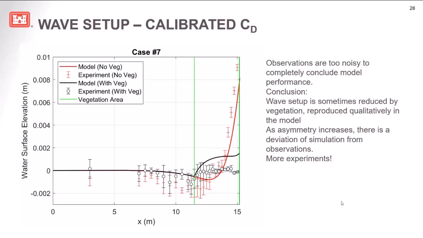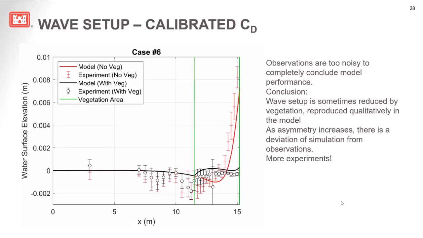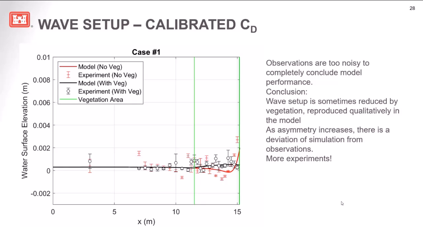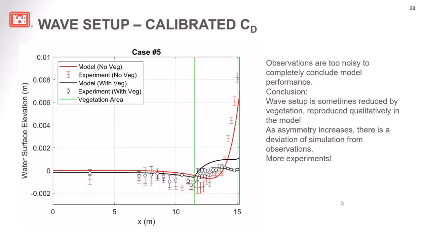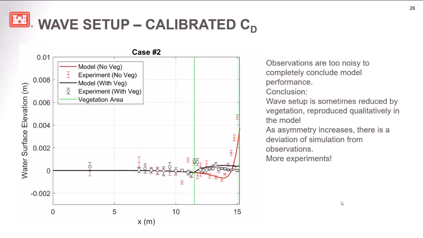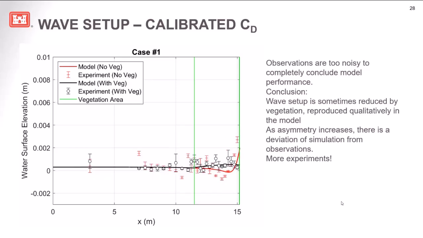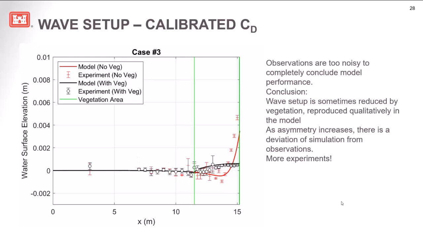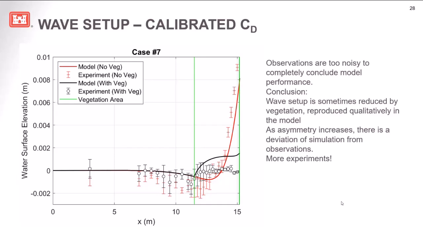Ultimately, these observations are probably too noisy to completely conclude model performance, but we can still see that overestimation happening as the case number increases and the wave energy increases. We can see qualitatively, though, that wave setup can be reduced through vegetation, which is shown in our observations and also reproduced by our model. There is that overprediction, though, of wave setup as wave energy and asymmetry increase, which could point to needing to include the effects of return flow. Ultimately, we need more experiments, though, and especially field tests to quantify this.